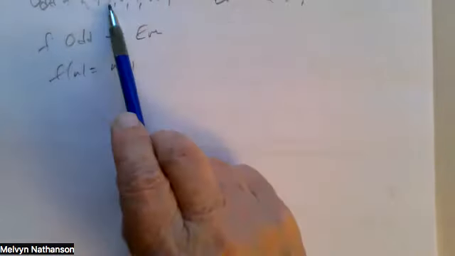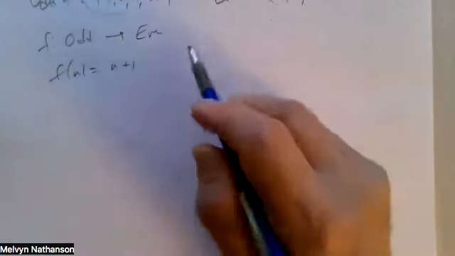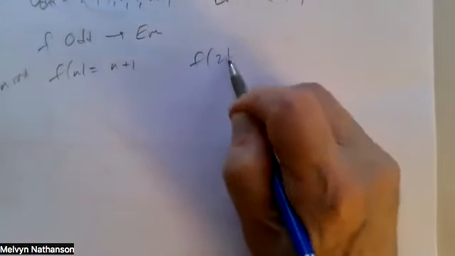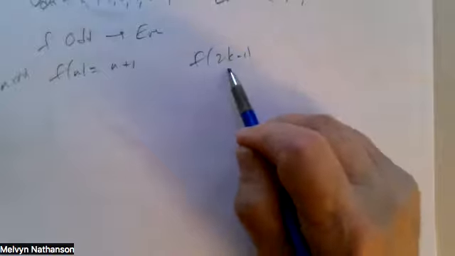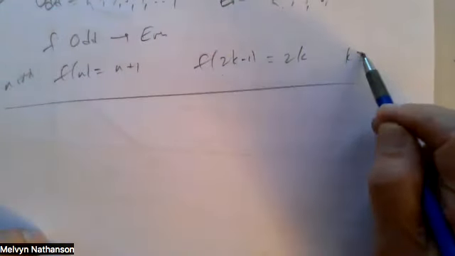Because if you add 1 to 1, you get 2. Add 1 to 3, you get 4. Add 1 to 5, you get 6. So this is for n odd. If you want to write an odd number as 2k minus 1, then f of 2k minus 1 would be 2k. That's the simplest thing you can do. This is for all k greater than or equal to 1.